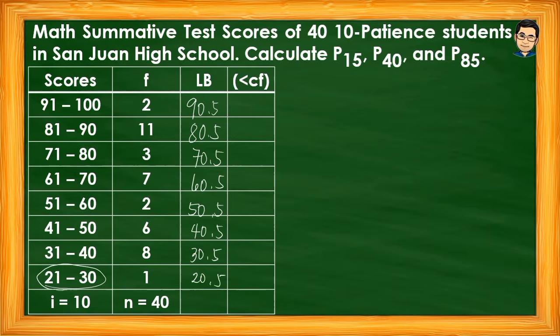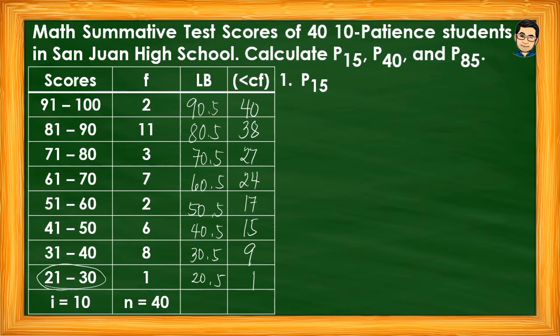Ayan. Next, less than cumulative frequency natin, mag-start tayo sa 1, and then mag-add tayo pataas. So, 1 plus 8, that is 9, plus 6, 15, plus 2, 17, plus 7, 24, plus 3, 27, plus 11, 38, and then plus 2, 40. So, ayan, nagtali po yung ating sagot. 40 is equal to 40.